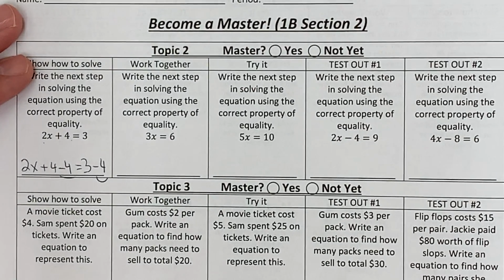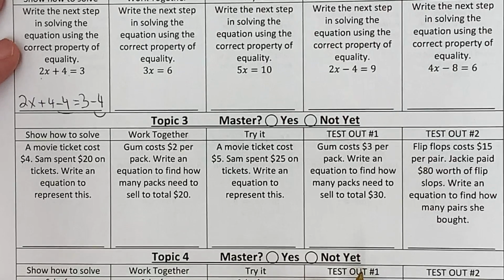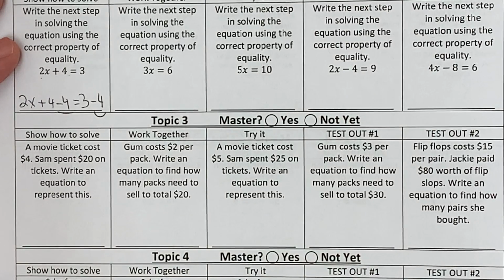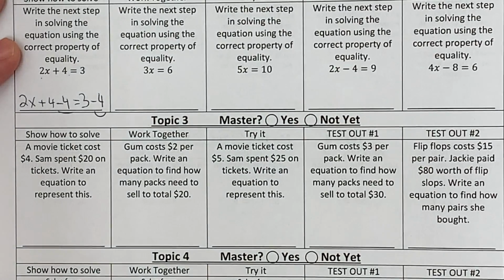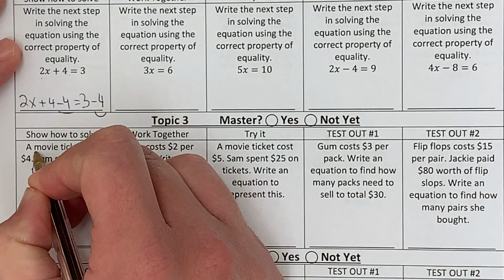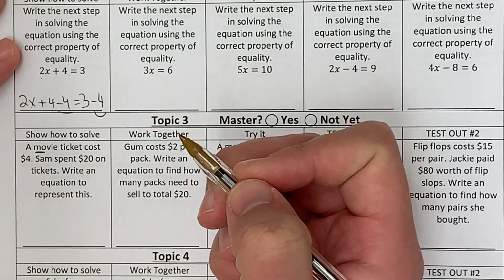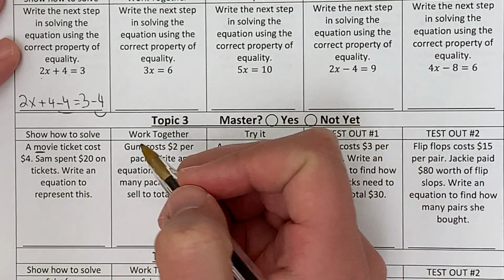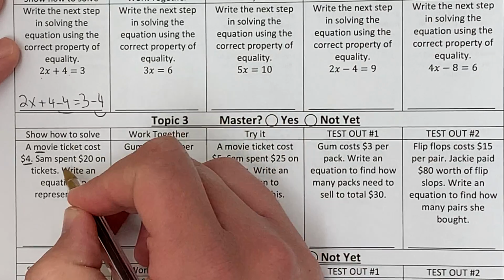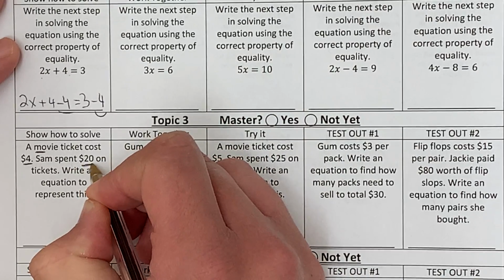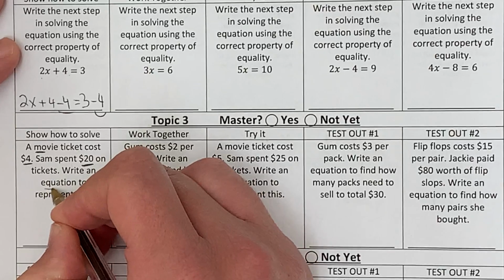We used the subtraction property of equality. All right, let's look at the next topic, topic 3. A movie ticket cost $4. Sam spent $20 on tickets. Write an equation to represent that. So I would recommend maybe underlining what's important. So a movie ticket, so M could be my variable, right? I don't know how many tickets, but I do know that they cost $4. And he spent 20, so that's our total. And this is an equation.